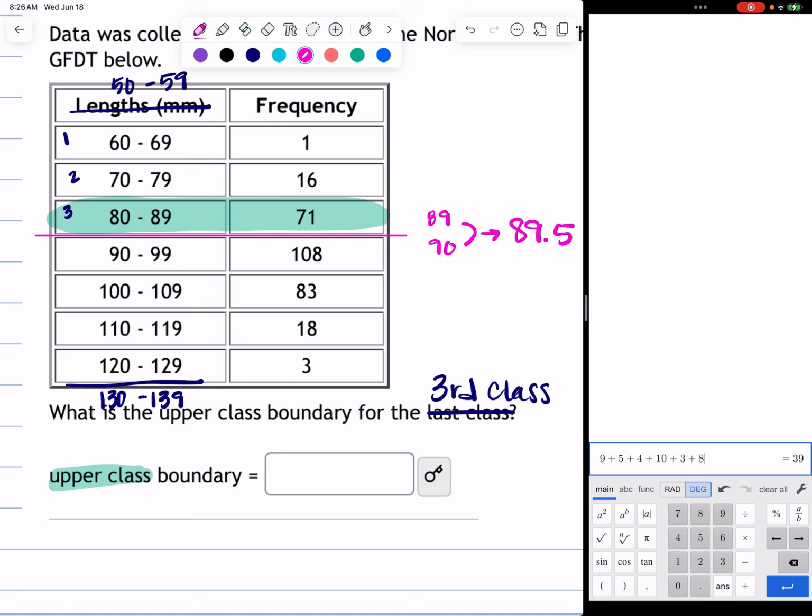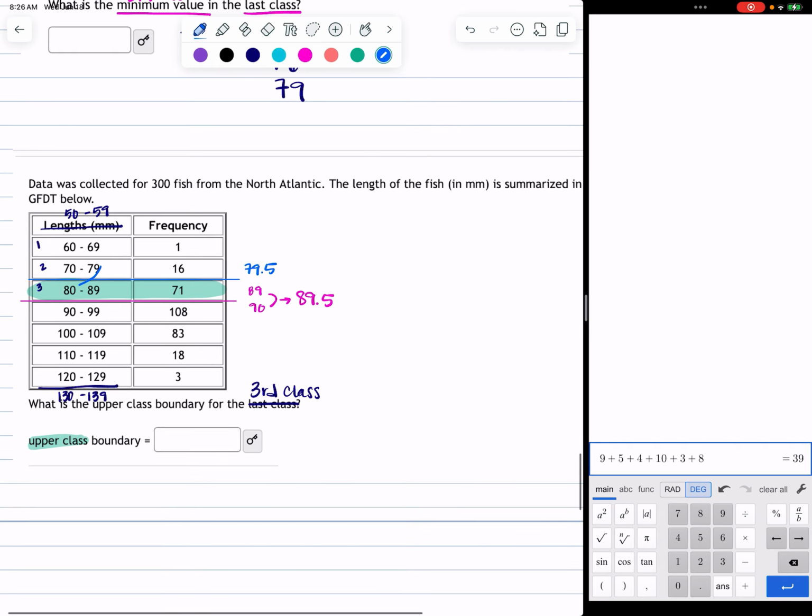If we wanted the lower class boundary for the third class, we'd look between 79 and 80. So that's how those work. Go through these, see if it helps. Look at your individual exams. They should be opened up soon.